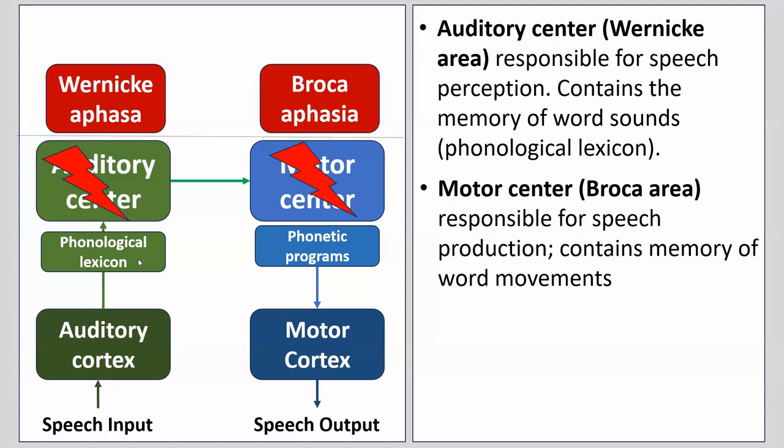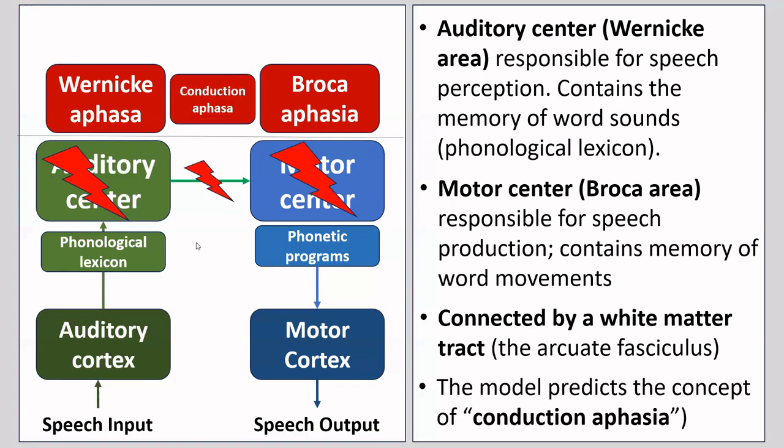If you have a lesion involving the motor center or the Broca area, you get a Broca aphasia, characterized by an intact language comprehension, but a very impaired language production with a very effortful speech containing very few words, very agrammatic, containing very few function words. It is sometimes also referred to as telegraphic speech because it is so short and effortful.